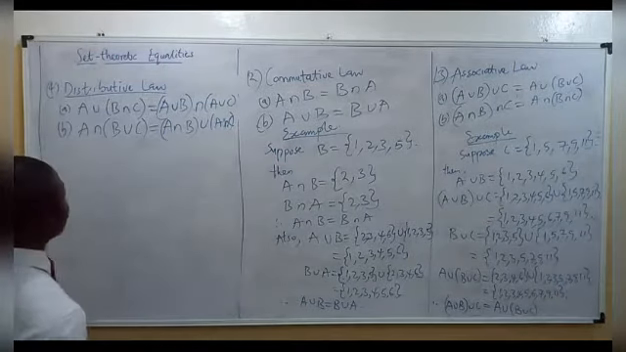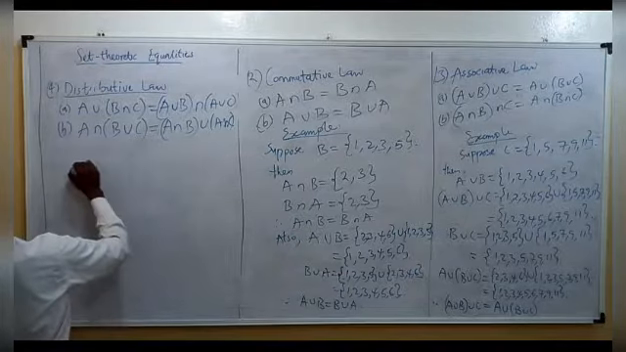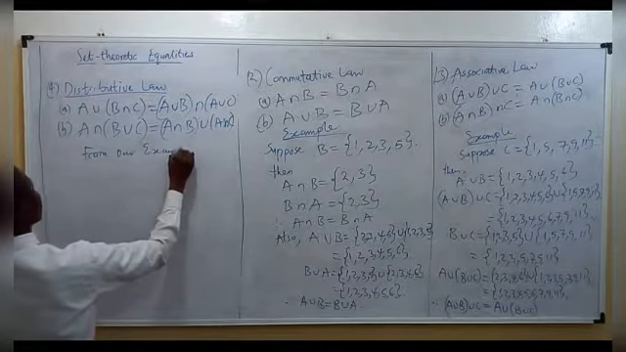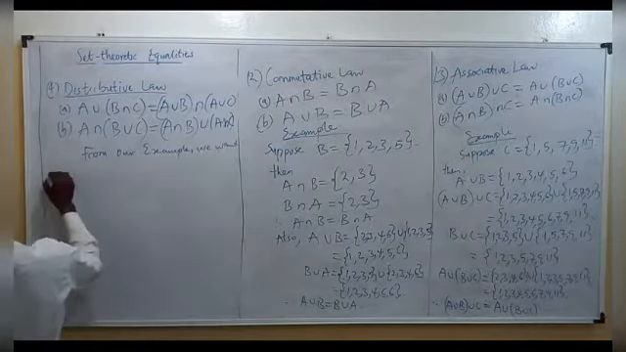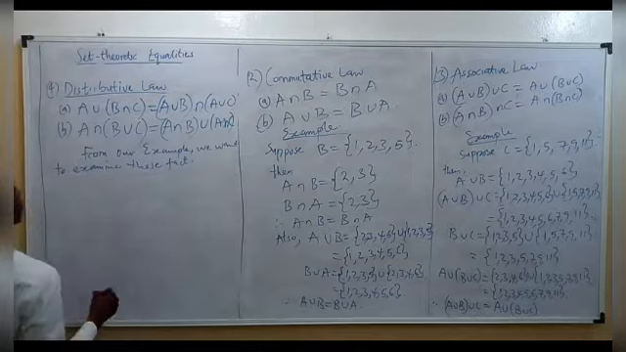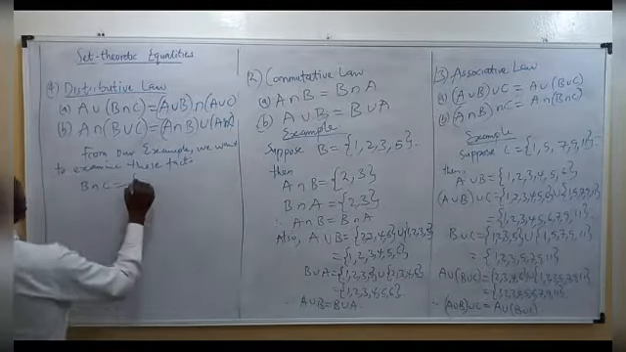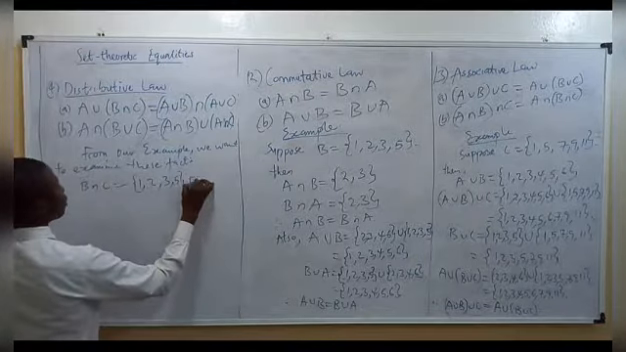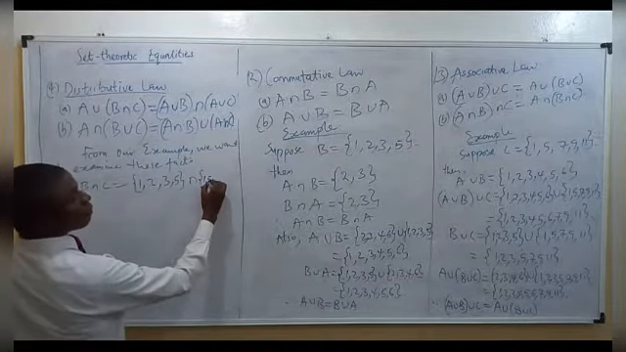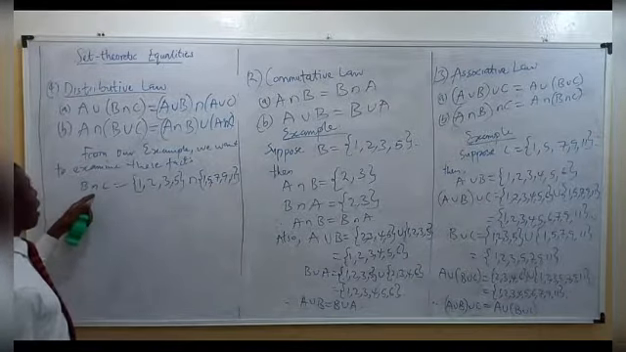Now, let's prove this. We still use the same example to prove that. From our example, we want to examine this fact. First of all, our B intersection C: our B is 1, 2, 3, 5, intersection our C, which is 1, 5, 7, 9, 11. B intersection C is talking about the common elements between B and C.